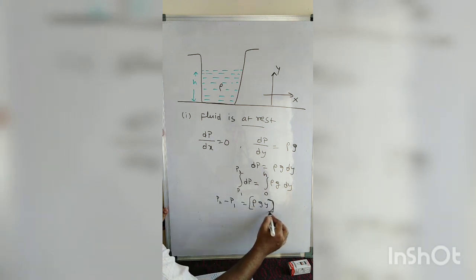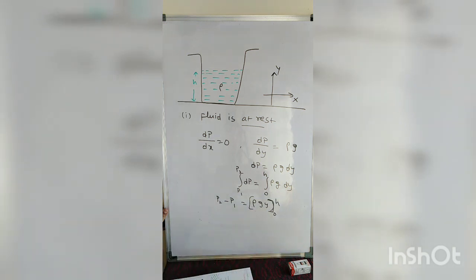Okay, rho g y integrated from 0 to h. Therefore, what is P2 minus P1 here? It's nothing but rho g h. And what is the P2 value here? P2 is equal to P1 plus rho g h.